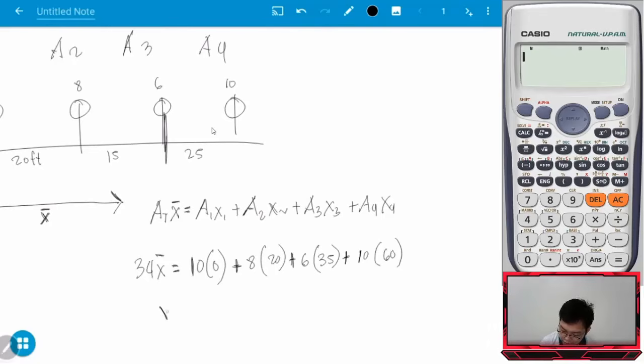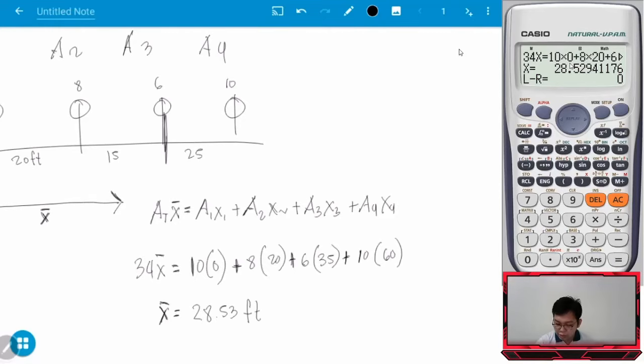So with that, you can actually get your barred x. Okay, check na natin yung barred x natin. Paano ba to? 34 x-bar must be equal to 10 times 0 plus 8 times 20 plus 6 times 35 plus 10 times 60. So, ano yung sagot natin dito? Yan, 28.53. Okay? Feet.